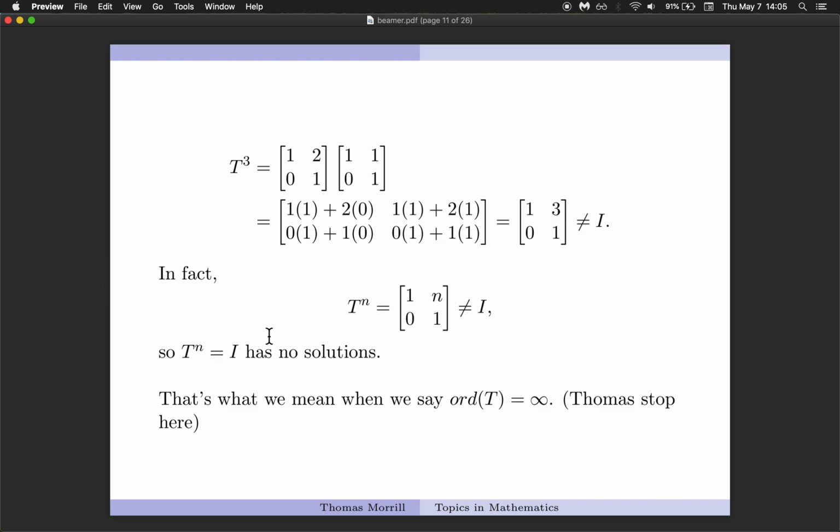So for my example here, 2 and 2 is 4. 4 and 2 is 6. 6 and 2 is 8, which is 1 mod 7. 1 and 2 is 3. 3 and 2 is 5. 5 and 2 is 7, which is the same as 0 mod 7. And 0 is our identity element, right?